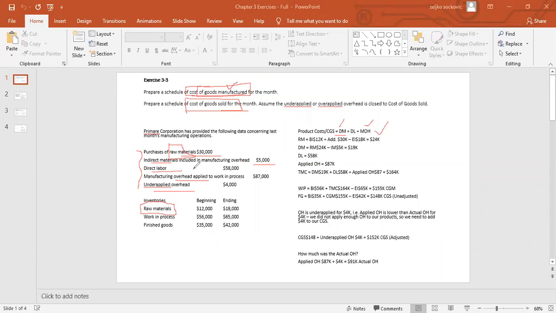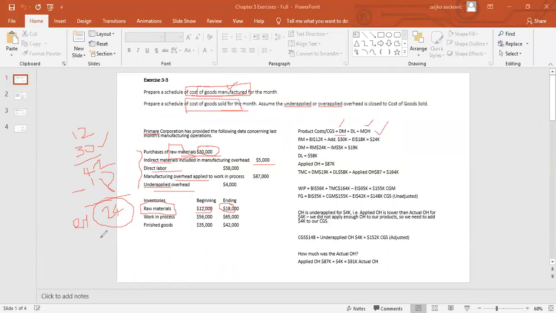So you say, okay, how much raw materials did I actually use? I had 12 at the beginning of the period. I purchased 30, so I had 42. But at the end of the period, I had 18. So minus 18. So what is this? 24. So 24 here are raw materials that we use.